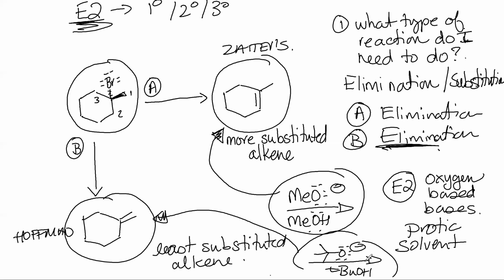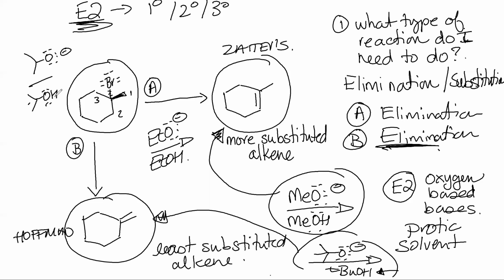And we want to use the corresponding conjugate acid as the solvent. So with methoxide, use methanol. With tert-butoxide, use tert-butanol. If you had ethoxide, use ethanol. If you had isopropoxide, use isopropanol as your solvent.